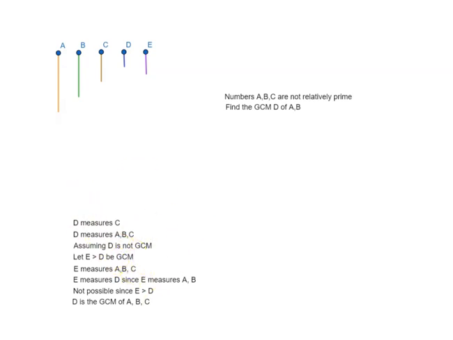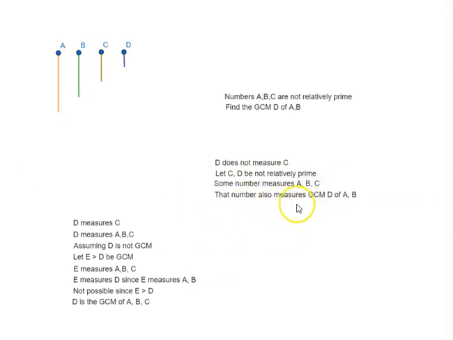Now the other case was when D does not measure C. So let's remove this E. Now let C and D be not relatively prime. Some number measures A, B, C. That number also measures the GCM D of A and B, which means D and C are not relatively prime, since that number measures D and C.